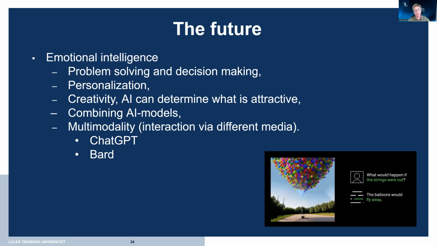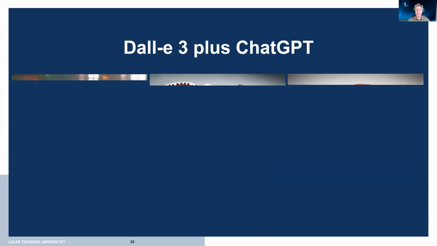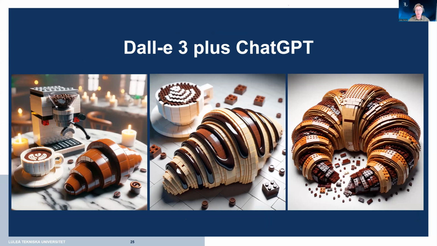Creativity, this whole field of combining AI models. We take many different AI models and combine them together. And also something that's come up quite recently is where we can interact with these chat and text engines using not only text, but also, for instance, images. And both ChatGPT and Bard and some of the others have this today. And as I said, I already talked about combining different AI models, and you saw the results earlier, so I'll skip this for now.